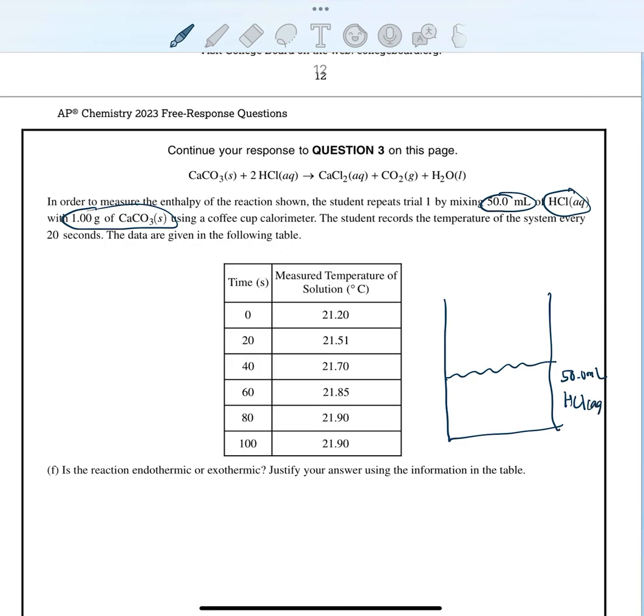Now HCl is aqueous, right? So most of this is actually water. And then I'm putting in here 1 gram of calcium carbonate, CaCO3. When you mix these things together, you're going to measure the temperature change. What I've seen is that the temperature started at 21.2 and rose to 21.9. So the temperature went up by positive 0.70 degrees Celsius.